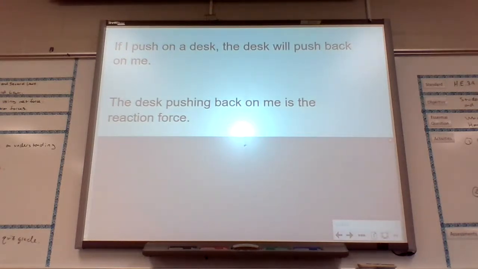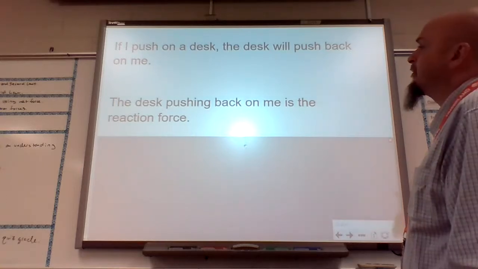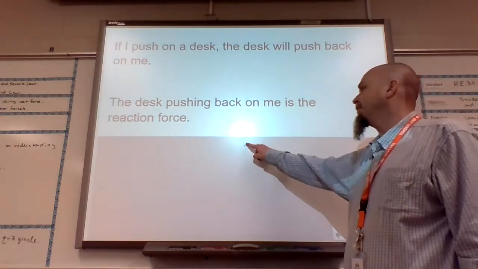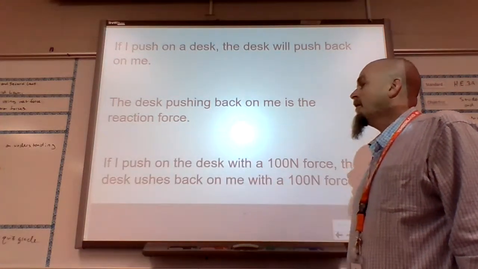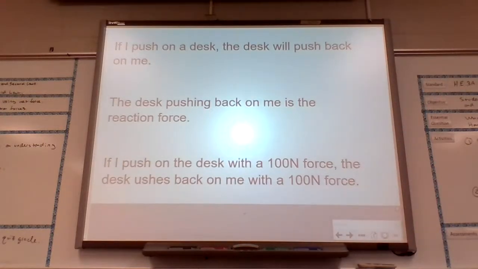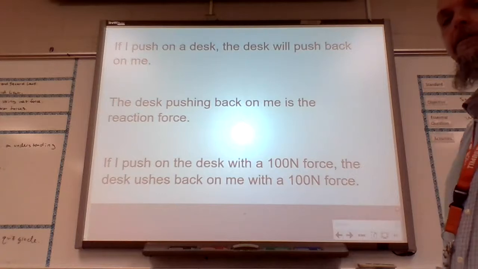The force that initiates the interaction is the action force. The way the object responds is the reaction. They are equal in size. So if I push on the desk with a 100 Newton force, the desk pushes back on me with a 100 Newton force. These forces are equal in size, but opposite in direction. Now, you've heard that before. That came up in one of the videos, the one that dealt with balanced and unbalanced forces.